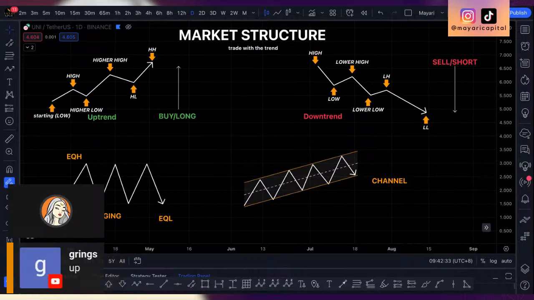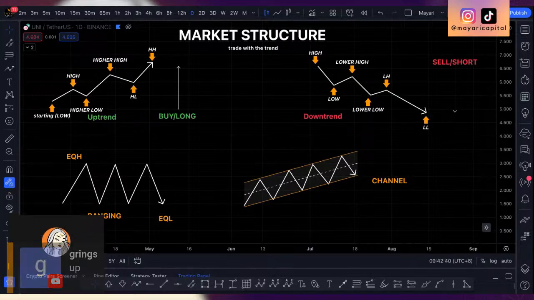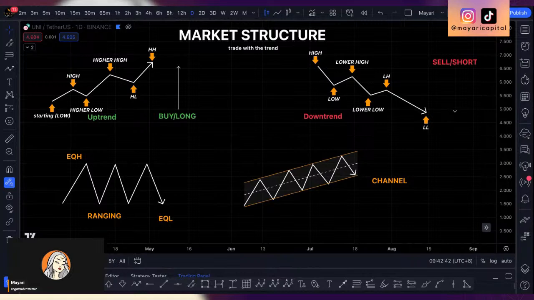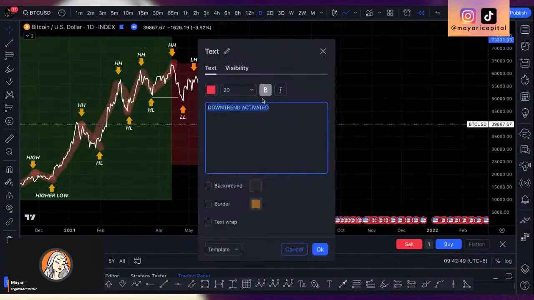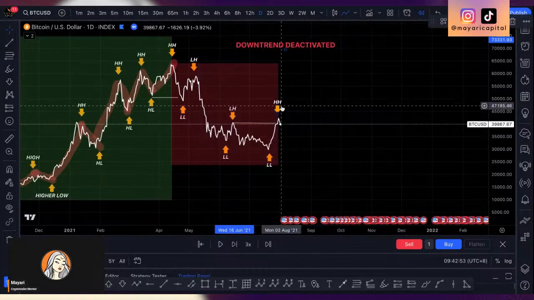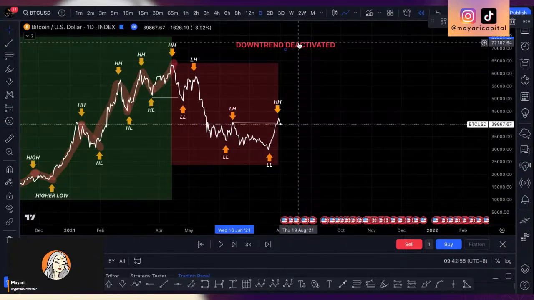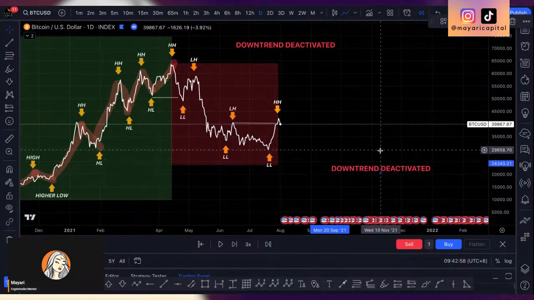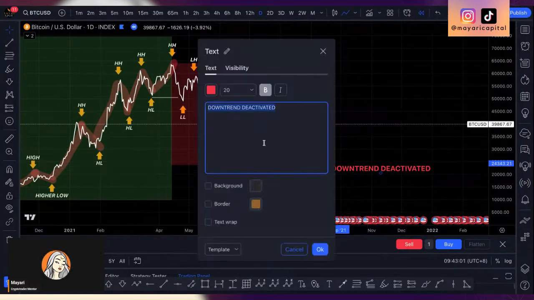At this point, you already got 30% of the price action lesson. Knowing the market structure is going to change your trading game, guys. I'll tell you. So that right there, the downtrend is now deactivated. And now, what happened? Uptrend is now activated.